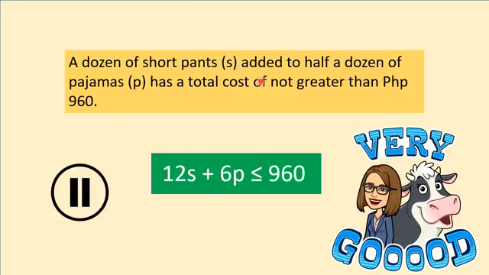Now let us identify the operation to be used. So we have here "added," meaning it is an addition. The inequality sign to be used here is "not greater than," meaning it is less than or equal to 960. So this is the correct answer.